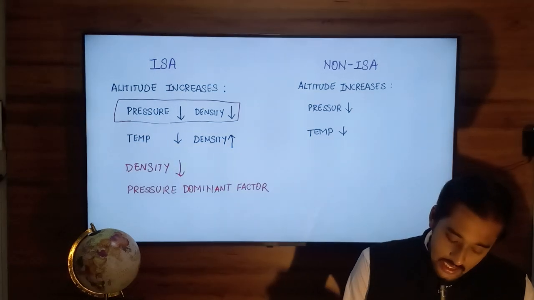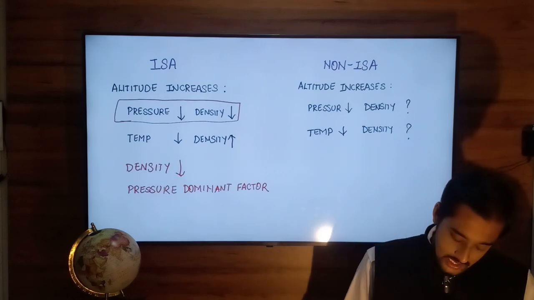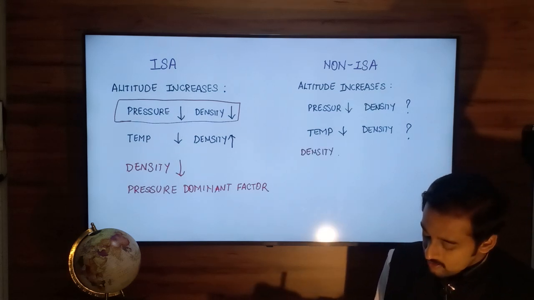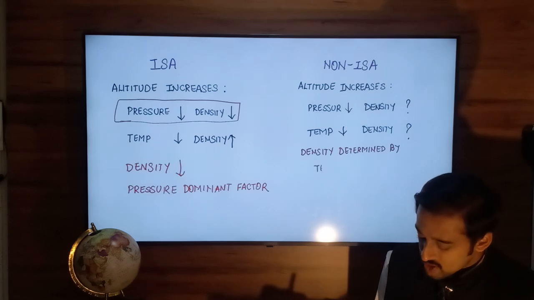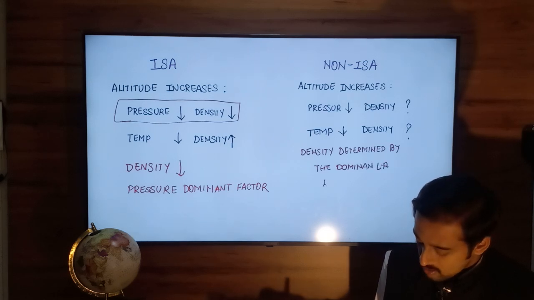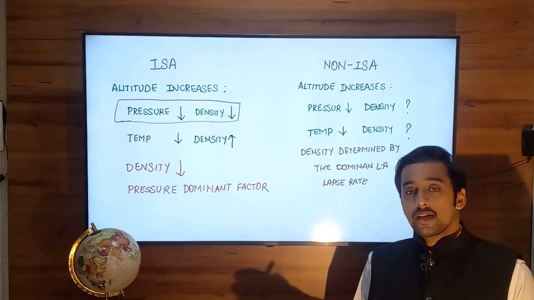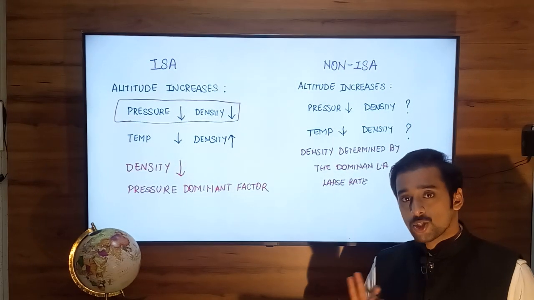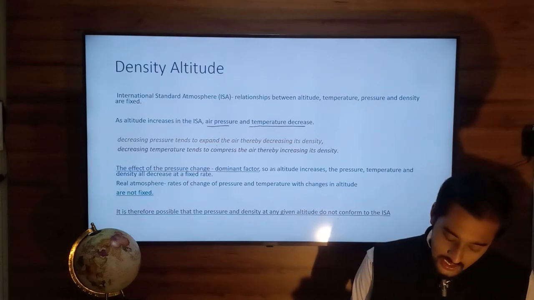So in this case, atmospheric density will be determined by the dominant lapse rate, right? If the lapse rate of pressure is more than temperature, pressure will be the dominant factor. If the lapse rate of temperature is more than pressure, then temperature will be the dominant factor. But in ISA, we know with certainty that pressure is the dominant factor. The effect of the pressure change is the dominant factor in ISA.